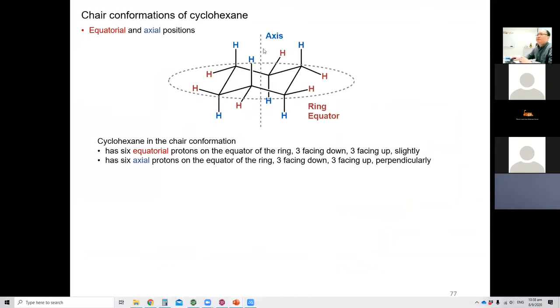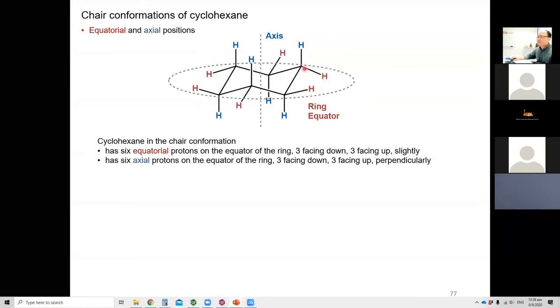So let's summarize those axial and equatorial positions. So cyclohexane in the chair conformation has 6 equatorial protons around the equator of the ring, 3 facing down, 3 facing up. But notice it's only slightly, okay? It's not like the blue one, which is 90 degrees. It is slightly above, slightly below, slightly above, okay? It also has 6 axial protons, like 3 facing down, 3 facing up, but these are perpendicular, so a very drastic change.